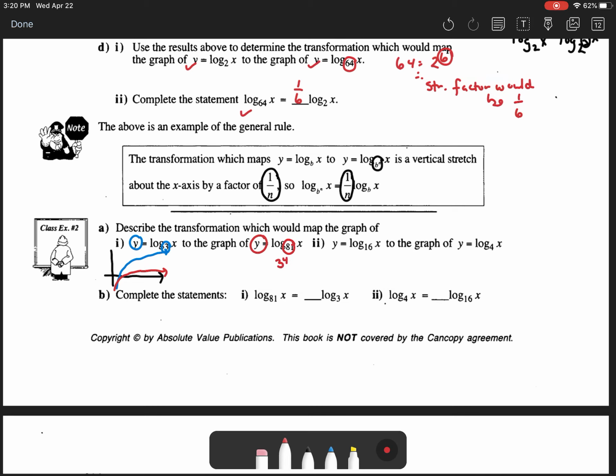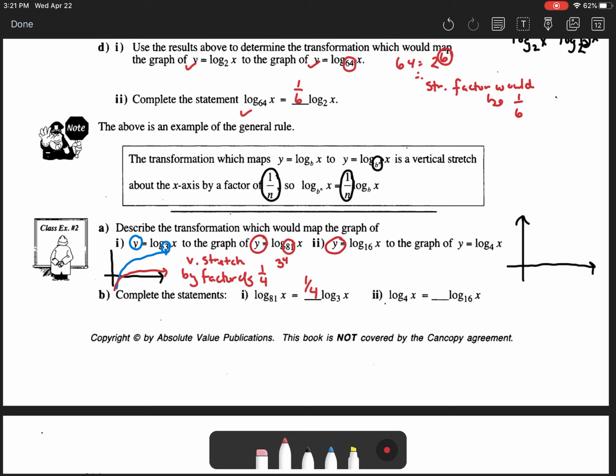Okay, so what I do is I take a look at their bases. Again, remember, this is a base of 3, and this 81 I want to write as a power with a base of 3, don't I? So that's actually 3 to the exponent of 4. So that means that the vertical stretch is by a factor of 1 over 4, okay? And that's what they do. They say log base 81 of x is equal to 1 over 4, or a vertical stretch of 1 over 4 on the graph of log base 3 of x.